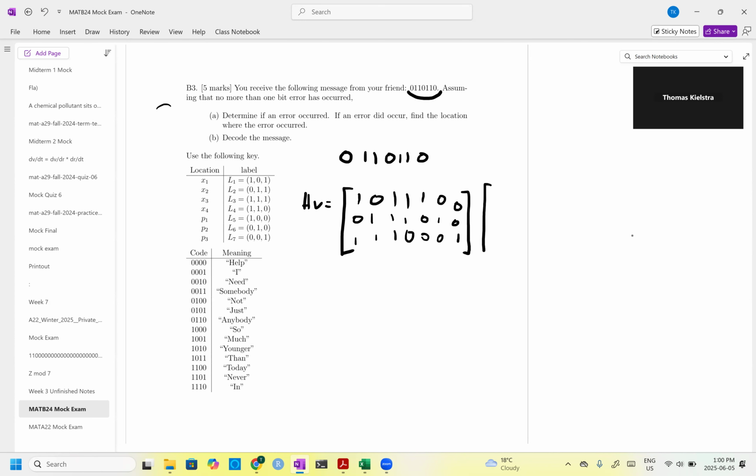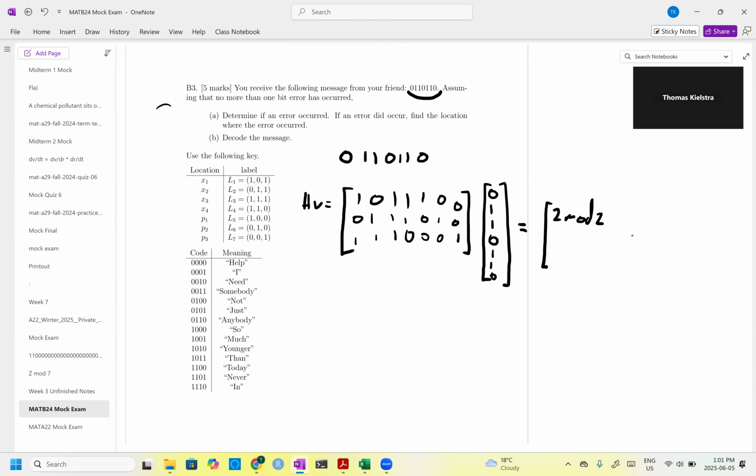Again, I'm taking these locations, transposing them, building this matrix, and I'm going to multiply this by my vector 0, 1, 1, 0, 1, 1, 0. When doing the multiplication, you can do modular arithmetic at the beginning or at the end. Remember, it doesn't matter. So let's do the first row. I'm going to do the modular arithmetic at the end. So it's 0 plus 0 plus 1 plus 0 plus 1 plus 0 plus 0, so it's 2 mod 2.